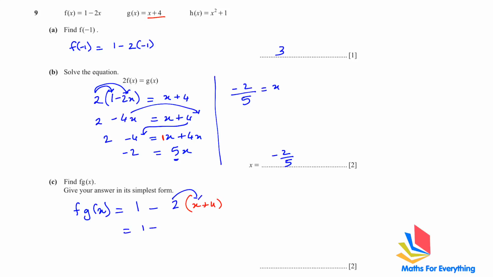Negative 2 multiplied by x, negative 2x. Negative 2 multiplied by 4 will give us negative 8. Add the like terms together. 1 minus 8 will give us minus 7. So that's our answer, negative 2x minus 7.